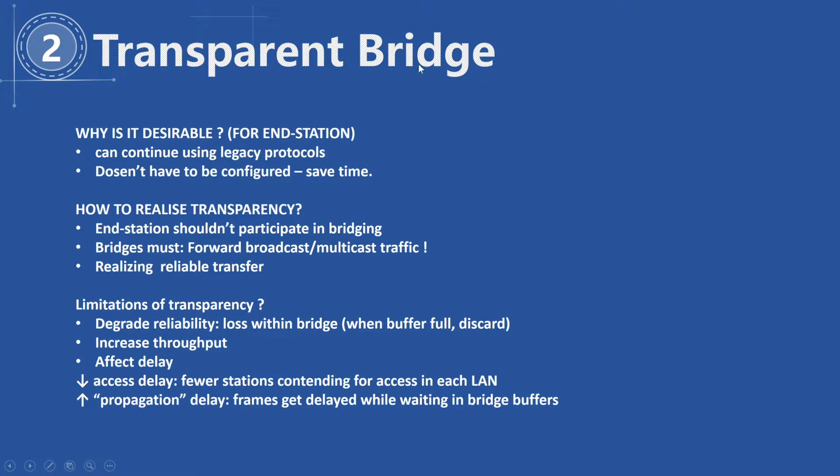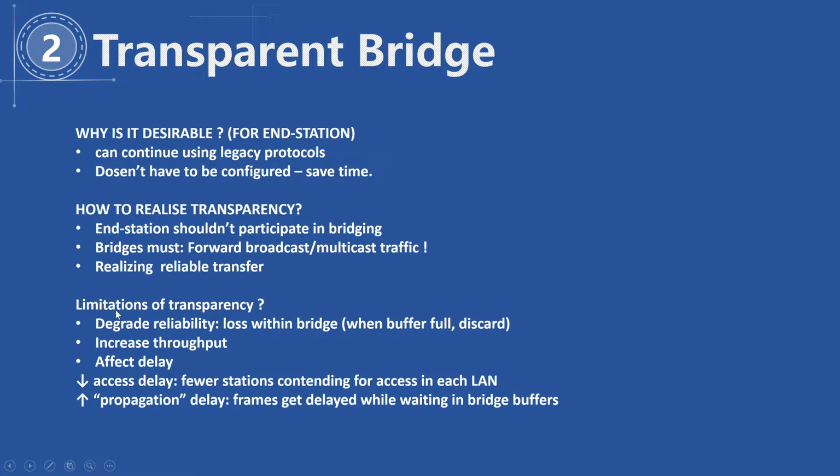So let's talk about the transparent bridge. This type of bridge has a benefit to any station because it can continue using the legacy protocols and doesn't have to be reconfigured, which means it saves time. To achieve this transparency, no station should participate in the bridging. Bridges should not only forward unicast, but also must forward multicast and broadcast traffic, which is hard for them, and they should realize reliable transfer such as ordering and uniqueness.